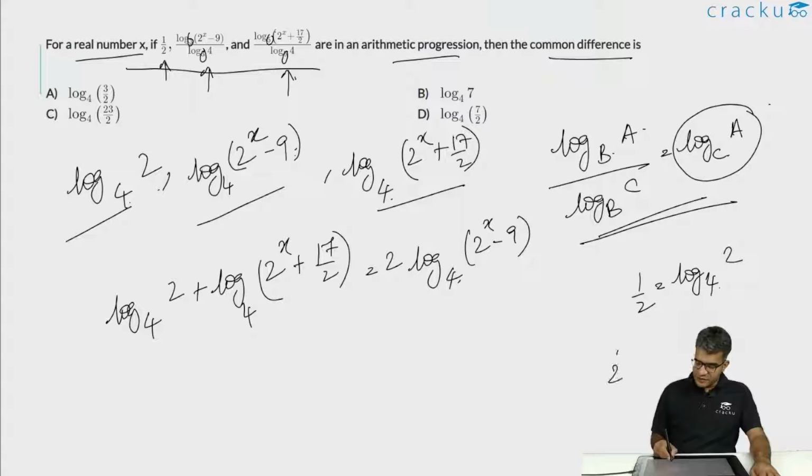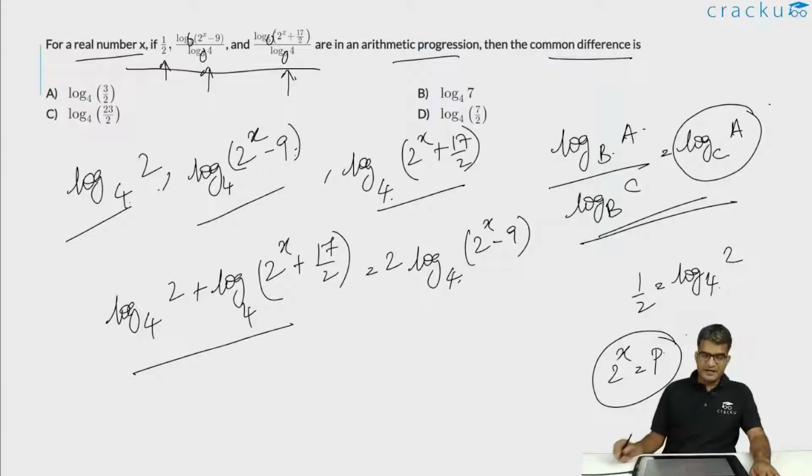If you assume that 2 to the power x is a variable p, the right hand side will become equal to 2 times (p plus 17 by 2) is equal to (p minus 9) whole square.